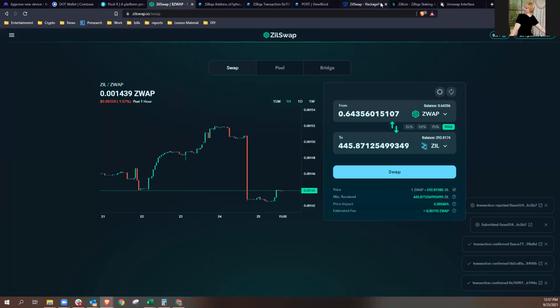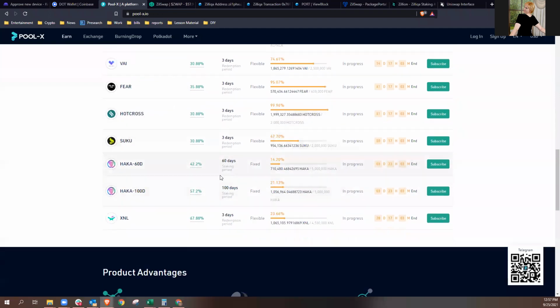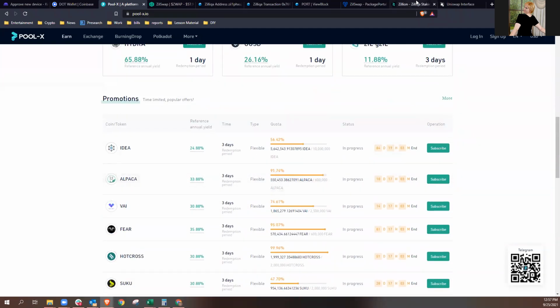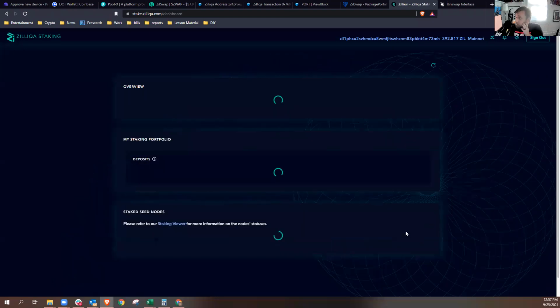Awesome. So I can hold my ZIL on Zilliqa staking in a node for as long as I want to, and then I just claim the rewards. Yeah. You click manage, and I could click claim rewards if I wanted to.